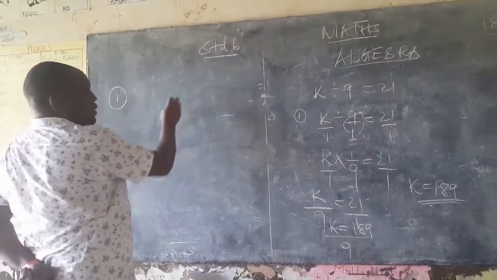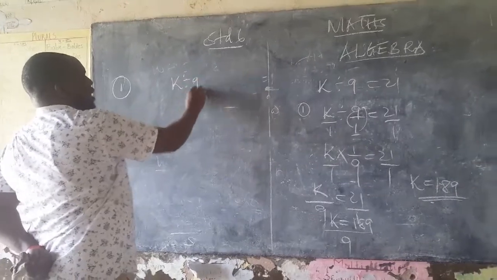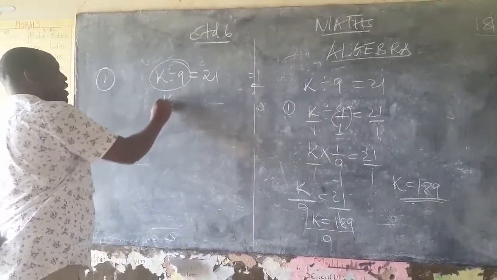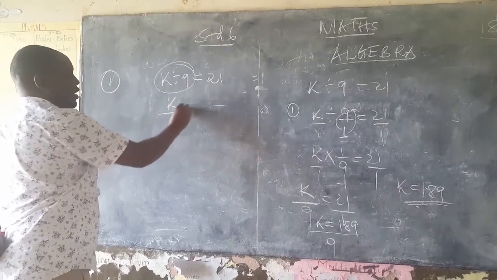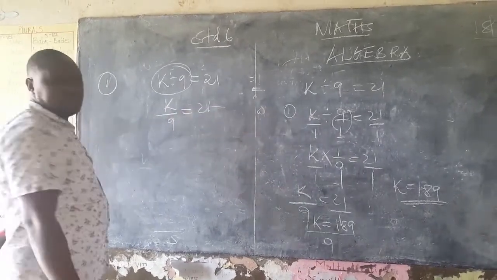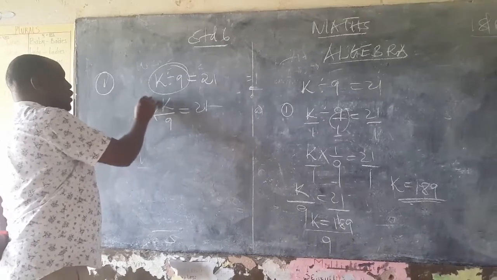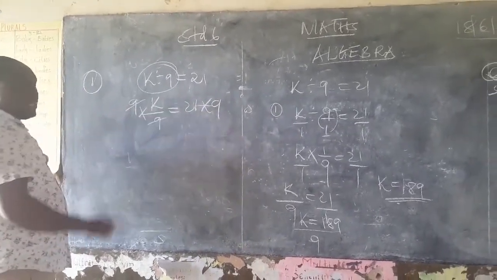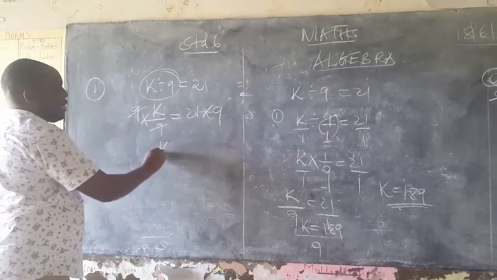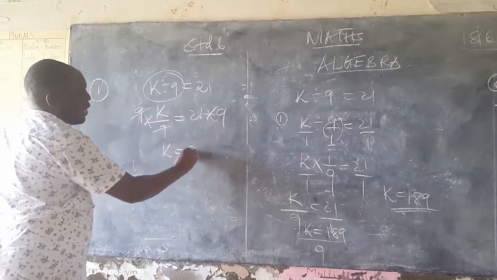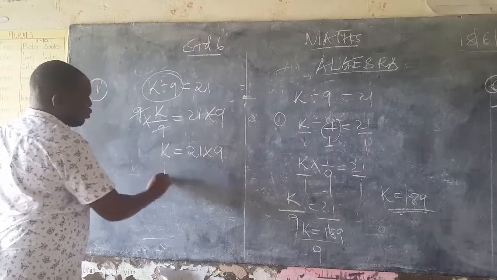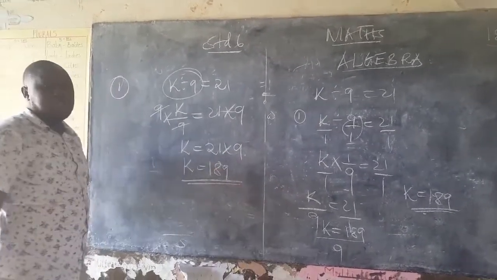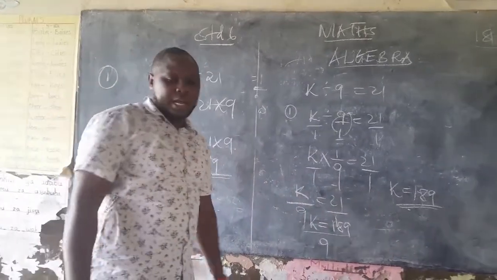So this is what happens. K divided by 9 is equivalent to 21. So this is written, in another form, as k over 9 is equal to 21. From there you multiply both sides by the LCM. Now this will cancel, they will divide. You remain with k is equivalent to 21 times 9, and that is going to be k is equivalent to 189. So there are two ways of doing that question, learner.